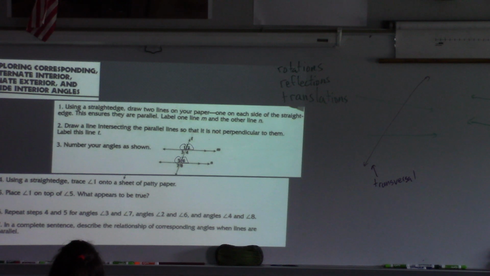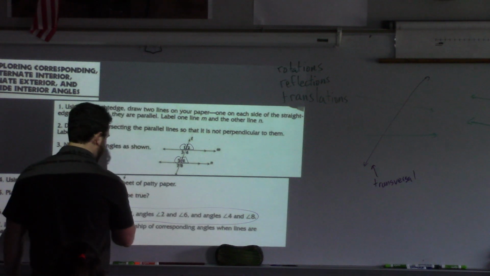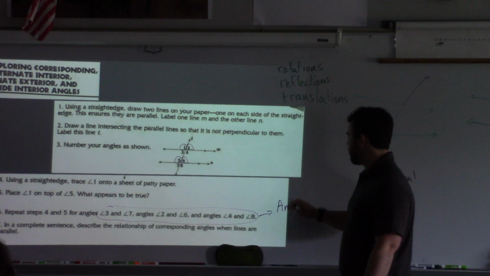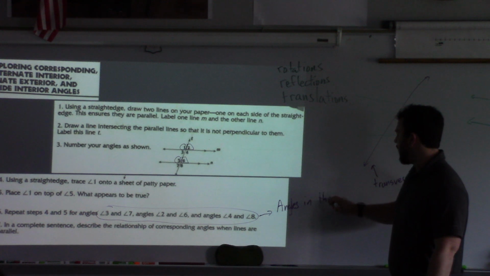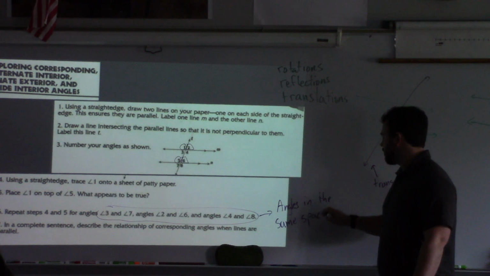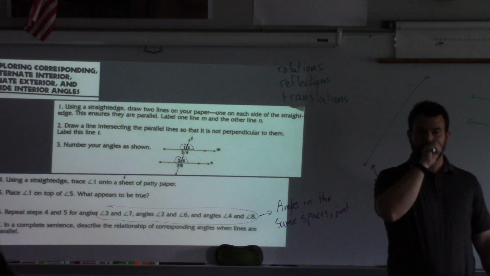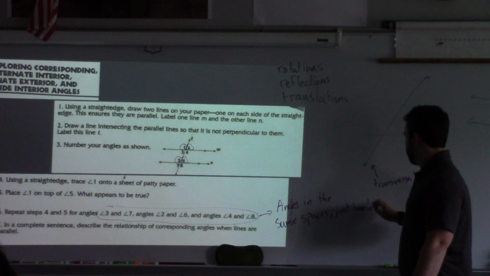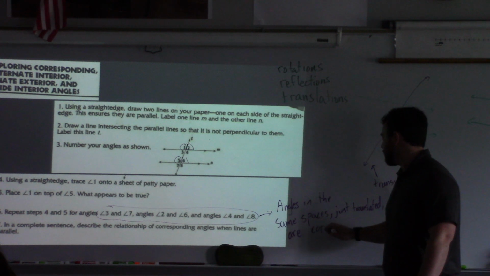Okay? So make a note to yourself. I would probably circle this. Okay? And I would make a note that angles, what number is it? It's number 6, angles in the same space. What did we say happened to those angles? They were translated. So just translated are corresponding.